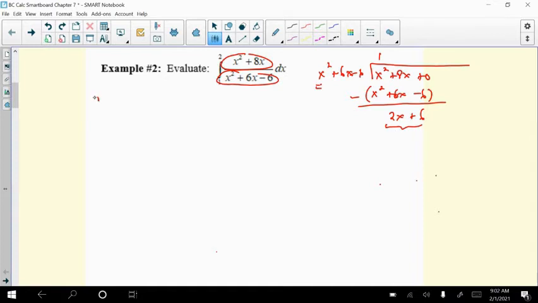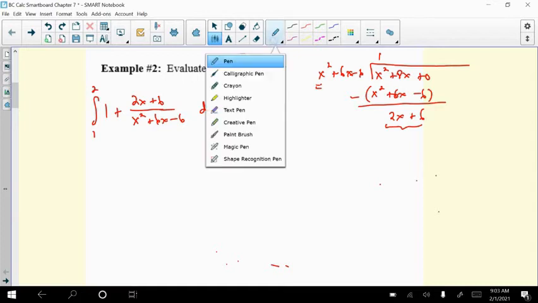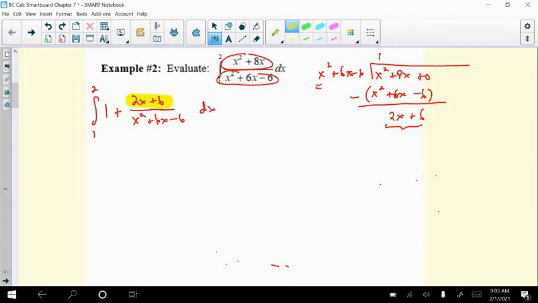So our problem can be written as an equivalent problem: the integral from 1 to 2 of (1 plus 2x plus 6) divided by (x squared plus 6x minus 6). And so I've appropriately simplified this. Again, looking at the degree of your numerator, it's linear. The degree of the denominator is quadratic, so it's one less. And anytime it's one less, check a u substitution. Maybe it's going to work out perfectly, and it actually does.